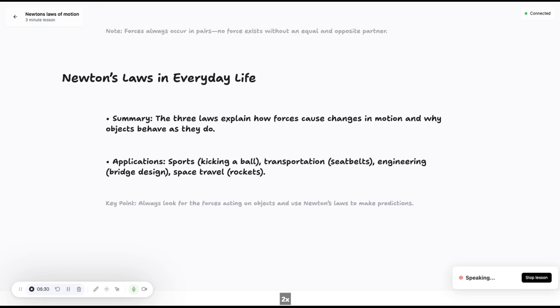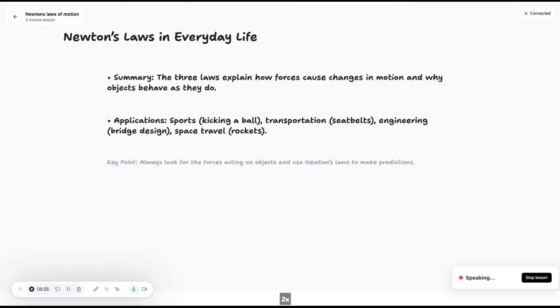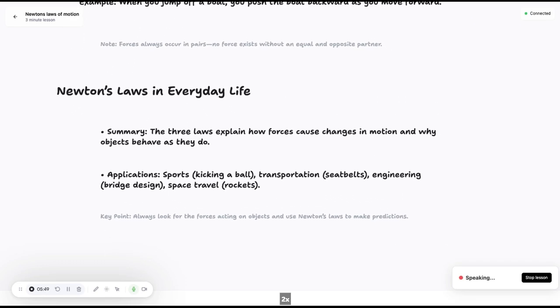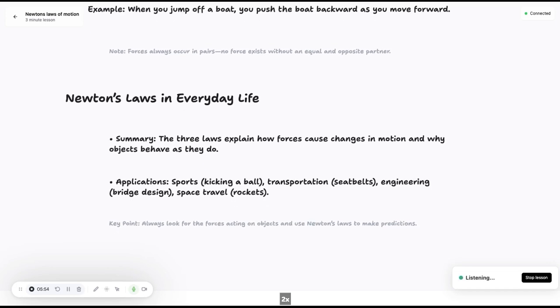Great job. We've covered all the key concepts about Newton's laws of motion. You now understand how Newton's three laws explain movement and forces in everyday life, from why seatbelts keep us safe to how rockets launch, and even why it's harder to push heavy objects. Thank you for being such an engaged student, and keep up the excellent learning. Do you have any final questions, or would you like me to end our session here? I think we can end the session.